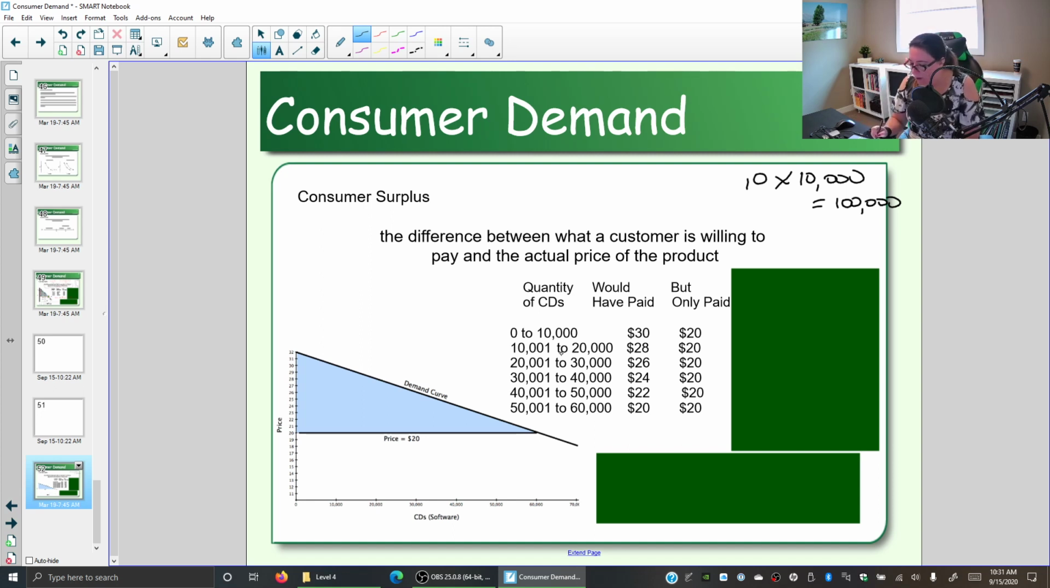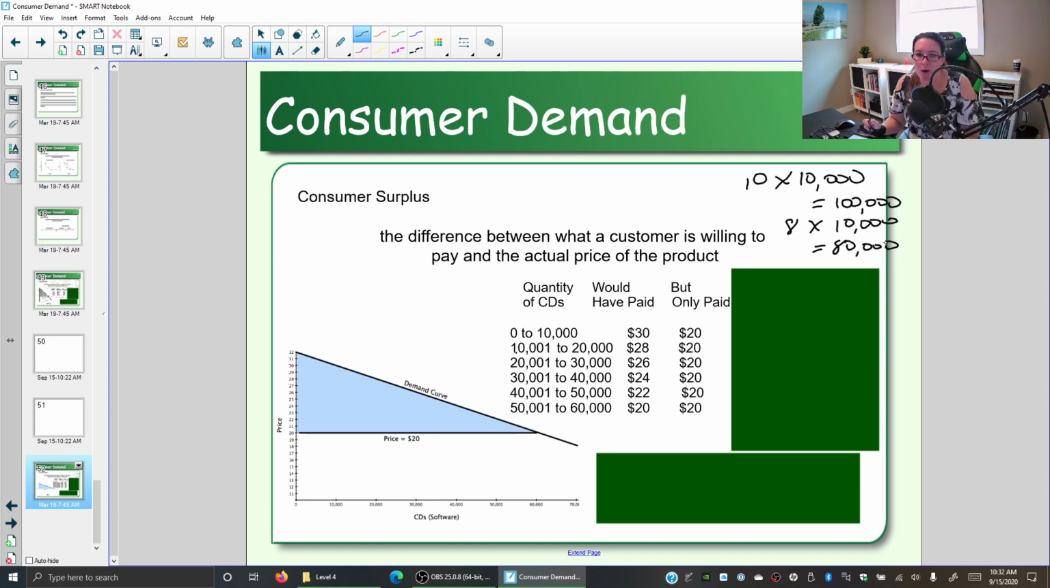Well, what about when we go from 10,001 units to 20,000 units? Here we're getting an additional 10,000 units. That second 10,000 isn't worth as much to us, okay, because we already have 10,000. So we would have paid 28. We only have to pay 20. We're getting a deal of 8 for every unit, and that's an extra 10,000 units. So then the deal we're getting, our consumer surplus, is 80,000.